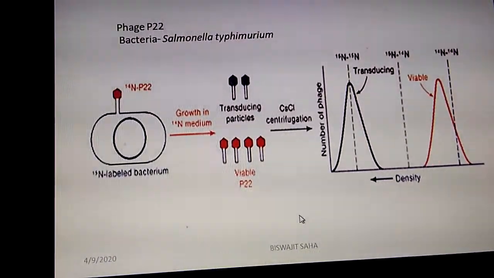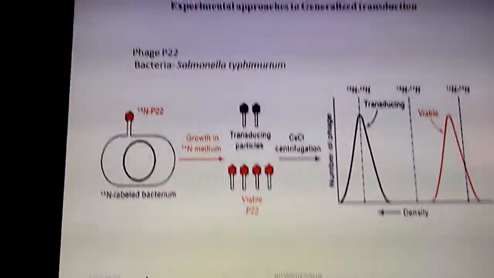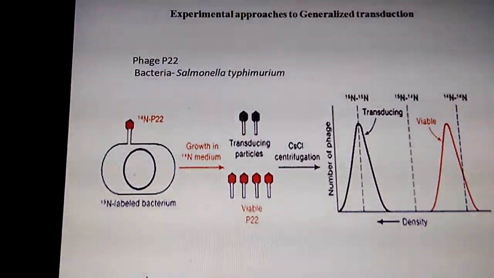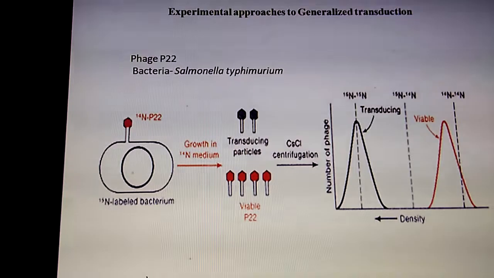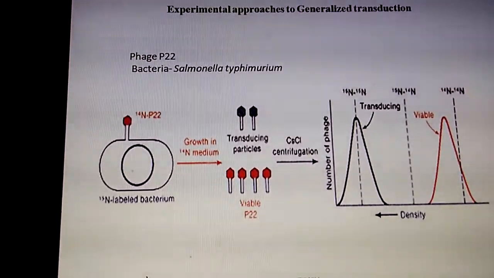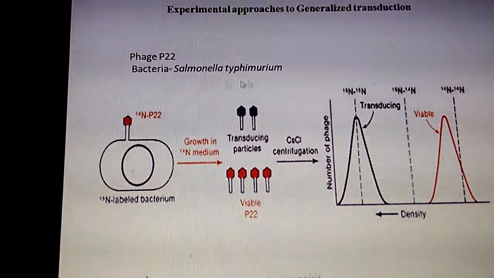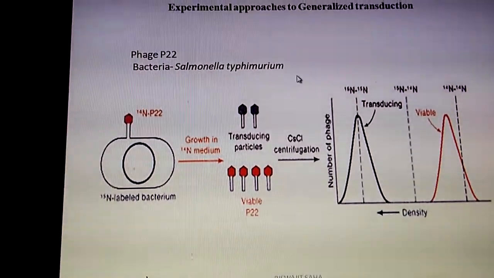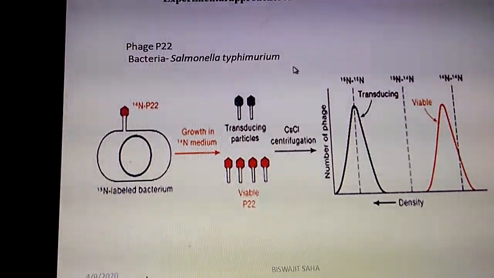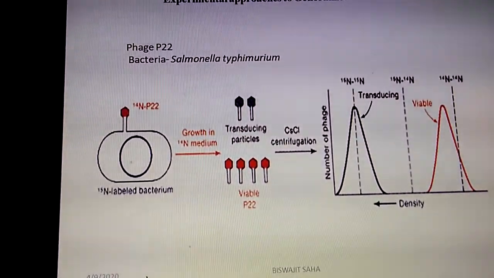The next topic is the experimental approaches to generalized transduction. Transduction was originally discovered by using phage P22, and the bacterium used for infection was Salmonella typhimurium. This experiment used the DNA density labeling technique.